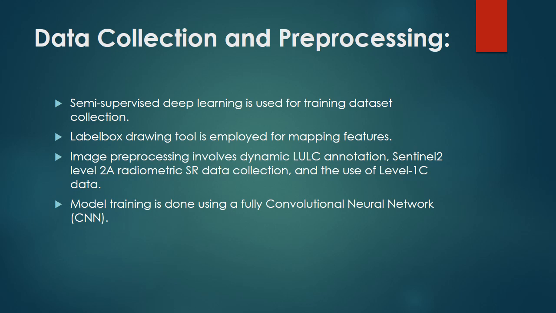Semi-supervised learning uses some labeled and unlabeled data. Deep learning means that it uses deep neural networks to make complex decisions, imitating the human brain. Following that, we talk about the labeling box drawing tool, which has been used by experts in order to map the features. So this is how we managed to label the data.